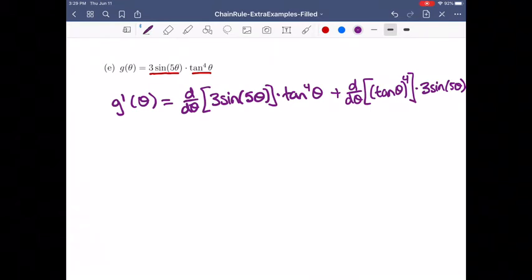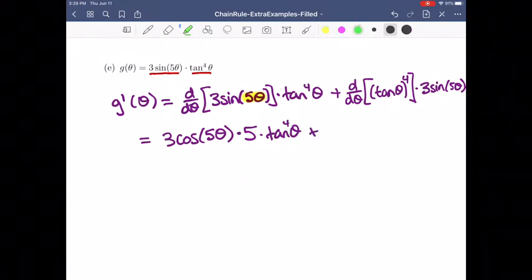Okay, so when I want to take these derivatives, I need to use the chain rule. So here's my inside function. The derivative of 3 sine of something is going to be 3 cos of something, and then times the derivative of the inside, that's just 5. And then we have to times by tan 4 theta.